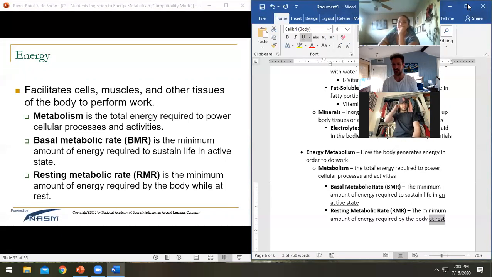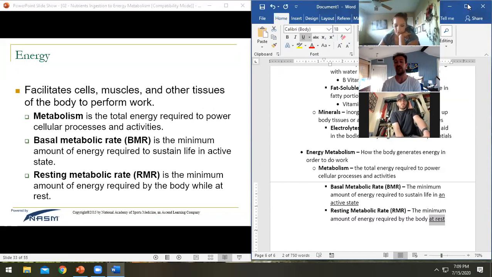That's your RMR, right? That's the minimum amount required to keep your body alive. I'm sorry, that's your BMR, right? Conked you on the head, you're in a coma. Your RMR, no, goddamn it, I got them backwards again. Sorry about this. Your BMR is the minimum amount in an active state, and your RMR is the minimum amount when you are at rest.